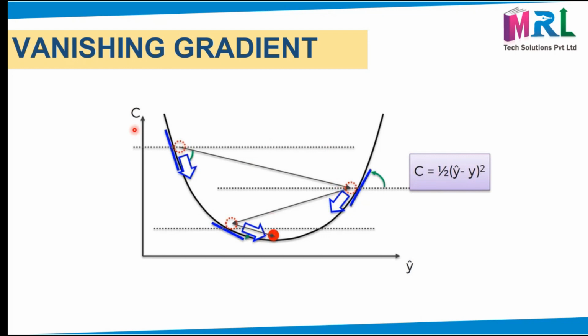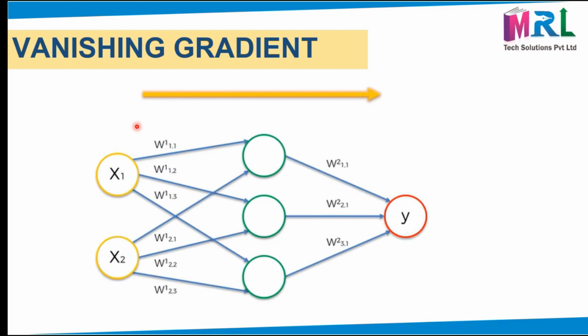Usually the cost function is high. This is the C. Usually it will be at any position, and then step by step we take some actions by back propagating the result, and then it will reach the minimum value, that is the optimal value. We call that the global minimum. Okay. So this is the normal neural network.